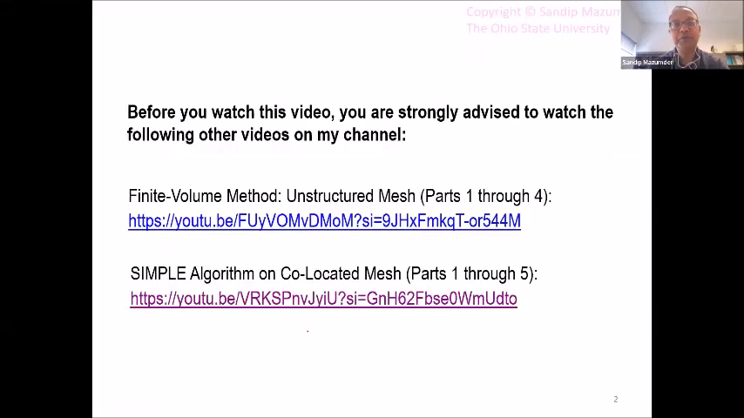I just want to make sure that before you watch this lecture and subsequent lectures in this series, you actually go through the lectures on two different topics. First one is the finite volume method using an unstructured mesh, parts 1 through 4, and then also the SIMPLE algorithm on a collocated mesh where we just used basically a nice Cartesian grid structured with IJK ordering. And again, those have parts 1 through 5.